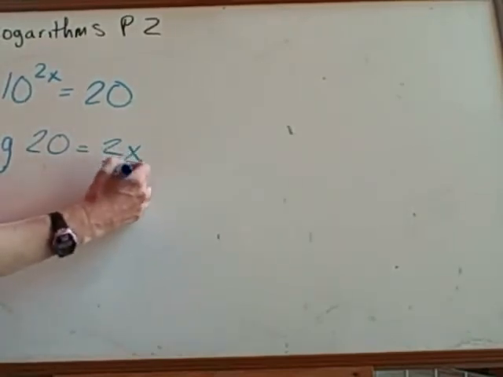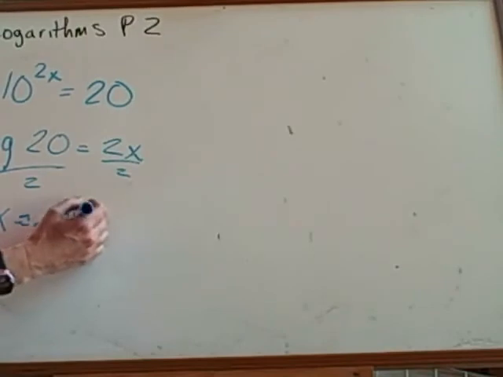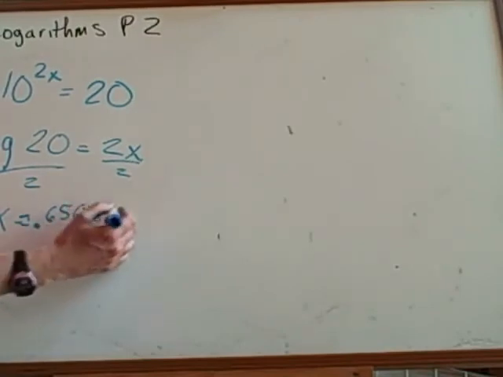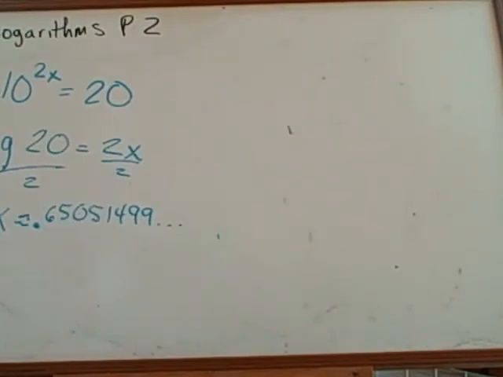At this point, a lot of times I go ahead and do the divide by 2, so I get x equals, and then I'm going to plug in this log 20 and then divide by 2 all at one time. And I'm going to round it, so I'll say x is approximately 0.6505 1499, and so on. How did you do? Is that what you got? So far so good? All right, this is just a lot of solving for x's.